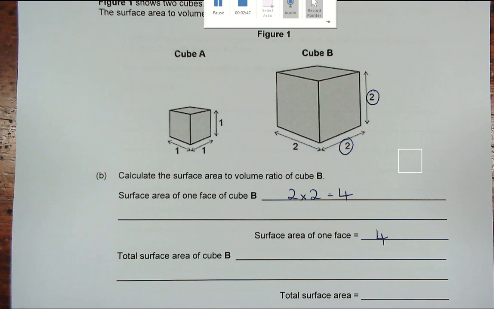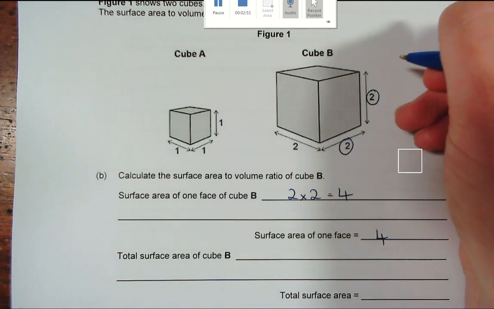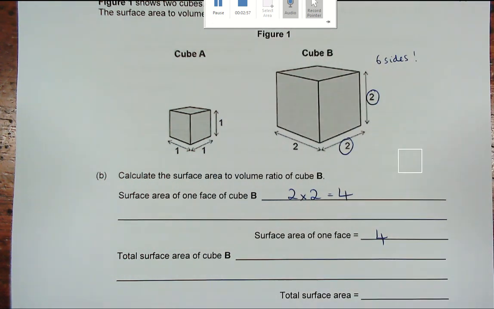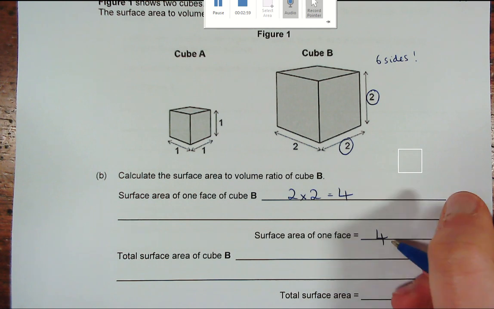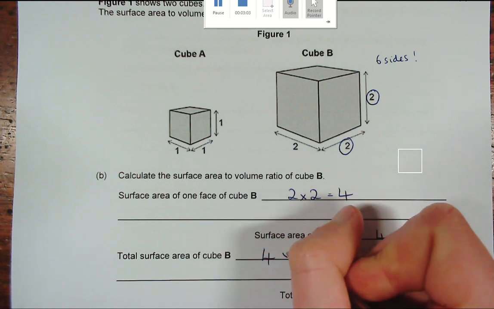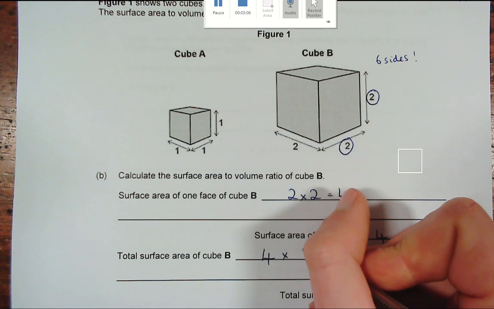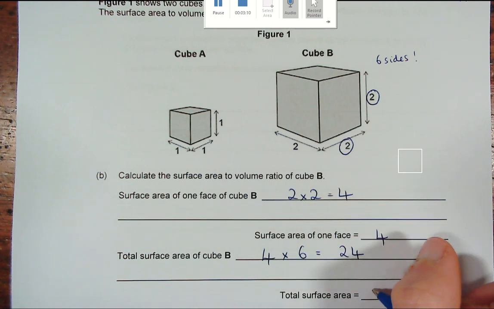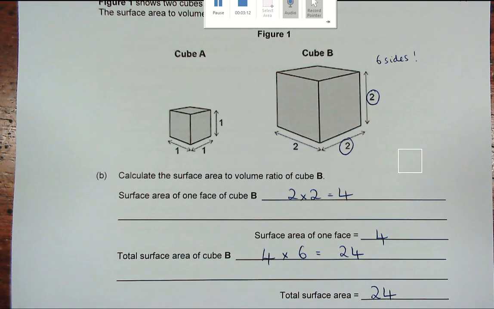Now we need to think about the total surface area. So this is the cube, which is going to have 6 sides. So I would multiply my number here, my surface area for one face, which was 4, by the total number of faces, which was 6, and that gives me a total surface area of 24.